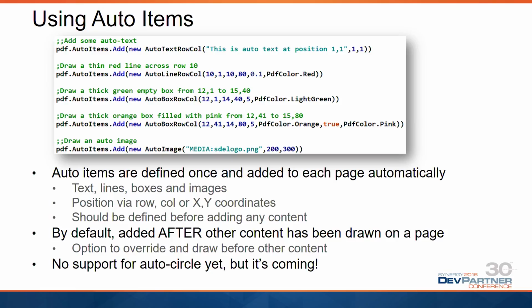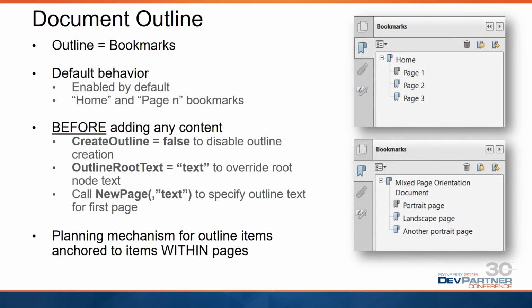There is an option, by default, it adds auto items after you've processed the page. So you'll draw your text, and then it will draw the boxes and things over the top. Sometimes, if you're trying to layer things on top of each other, you might want it to draw the boxes and then you draw text on top of the box, for example. So you can optionally specify that it's drawn at the beginning of the page, not the end. I forget how you do that now, but I think there's a property that specifies when it's added. I can't remember exactly.